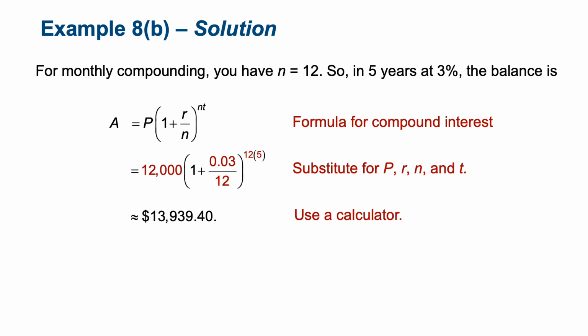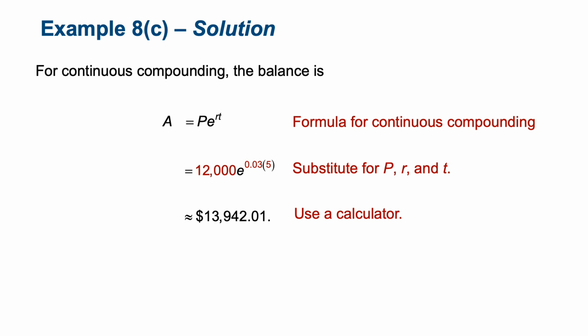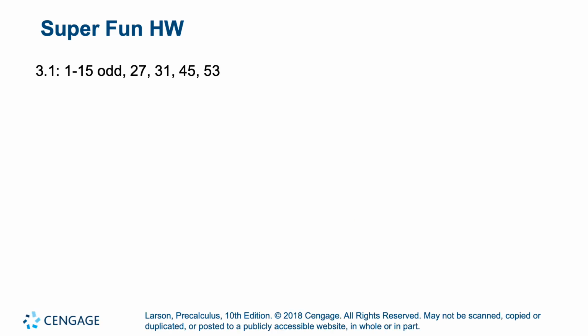If you have monthly compounding, that means it happens 12 times a year, because n represents the number of times compounded per year. So you just plug everything in again, and then you get what A is. And then finally, for continuous, you use this equation, because we saw before that that's where e came from. We use Pe to the rt.